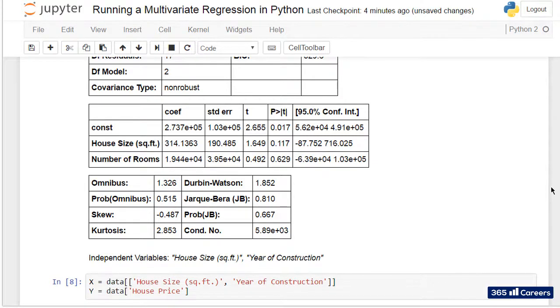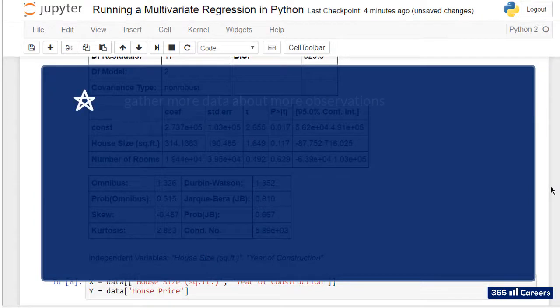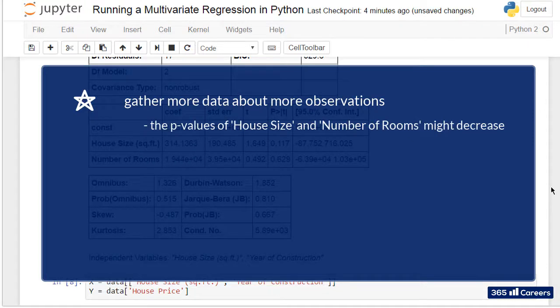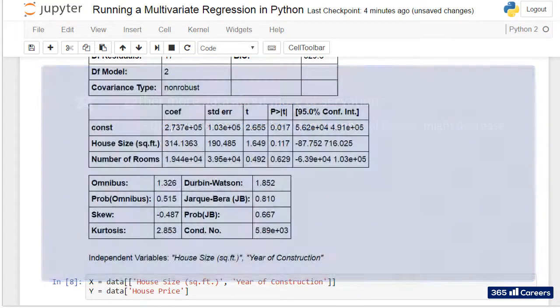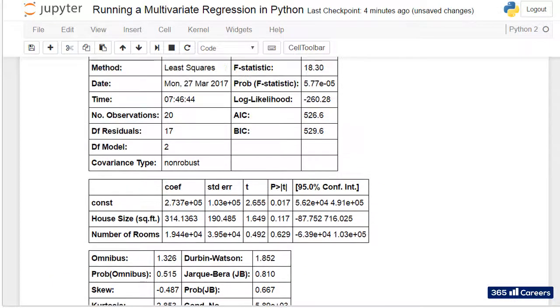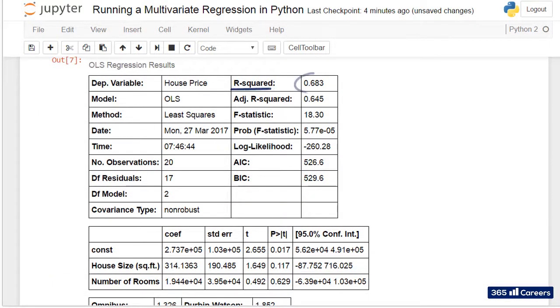What could we do next? First, our output suggests that if we gather more data about more observations, house size or number of rooms might prove to be good indicators of house prices, and their p-value will probably decrease in the regressions we will run. How come? Well, in our calculations, the value of the R-squared was high. This gives us confidence that in general, we have gathered a good set of explanatory variables, so it might not be necessary to change the set.